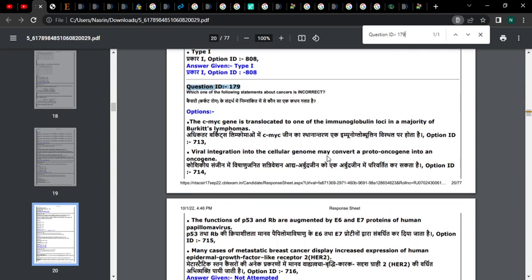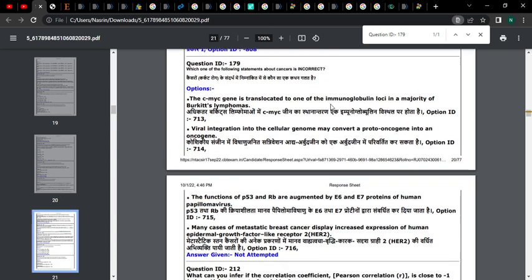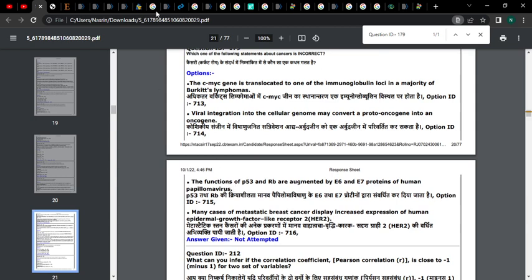So 179. Again, they are asking which of the following statements is incorrect, and option C is the one. That is option C, that the function of P53 and RB are augmented by E6 and E7 protein of human papilloma virus. Okay, they are asking which option is incorrect, but this option is absolutely correct, friends.